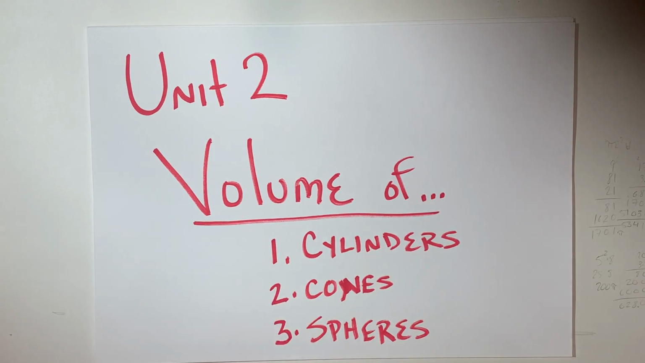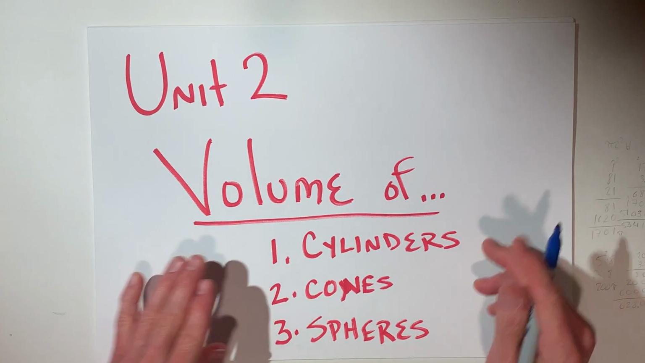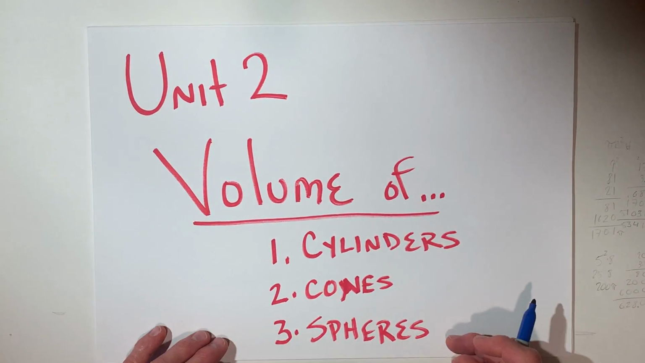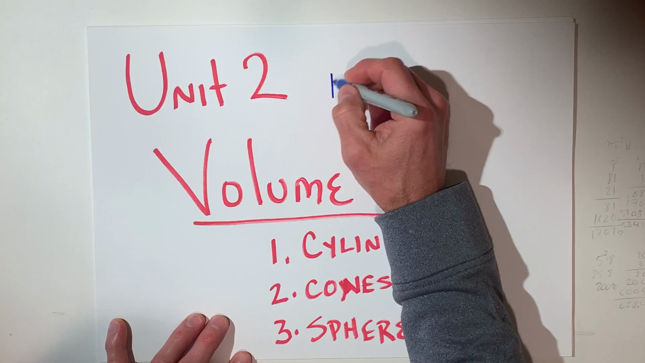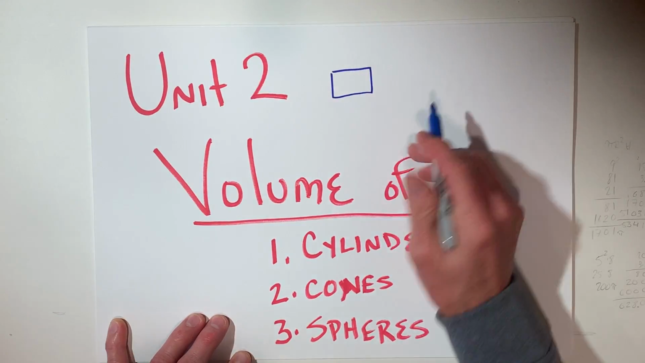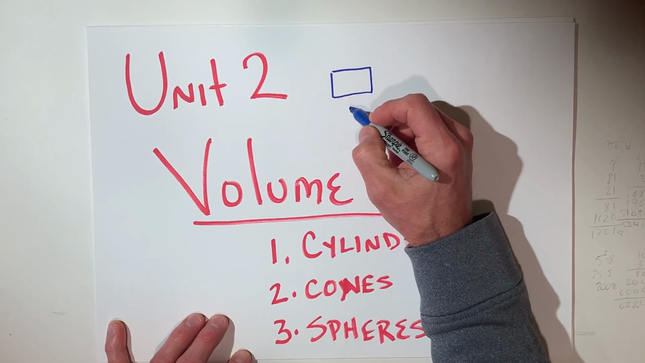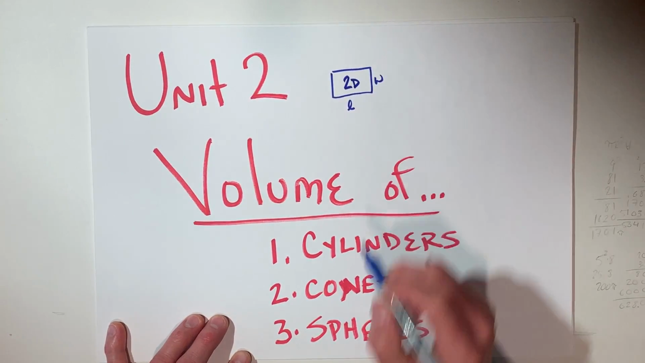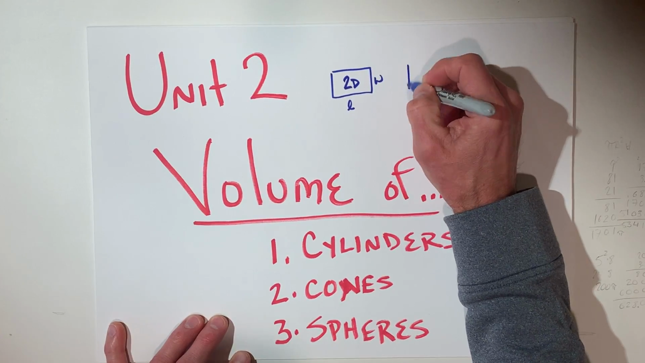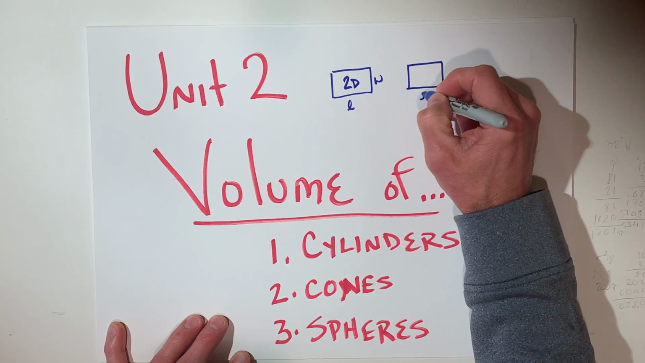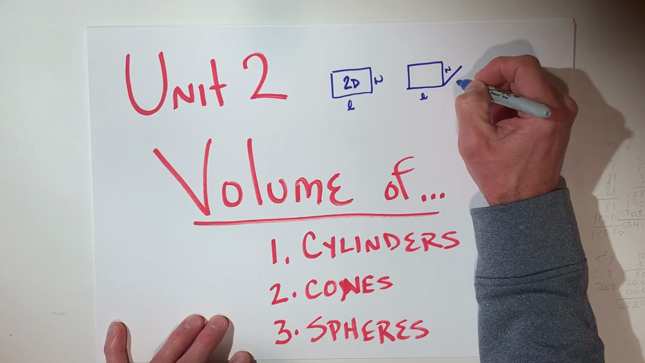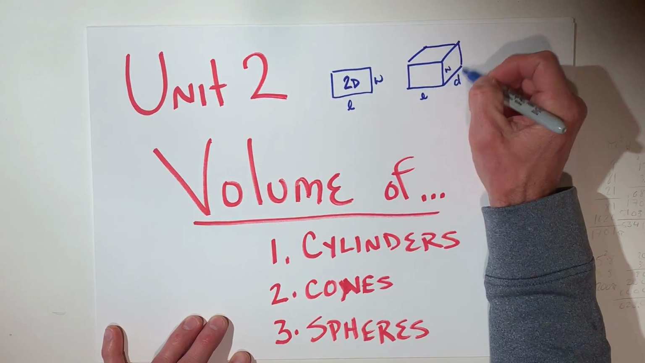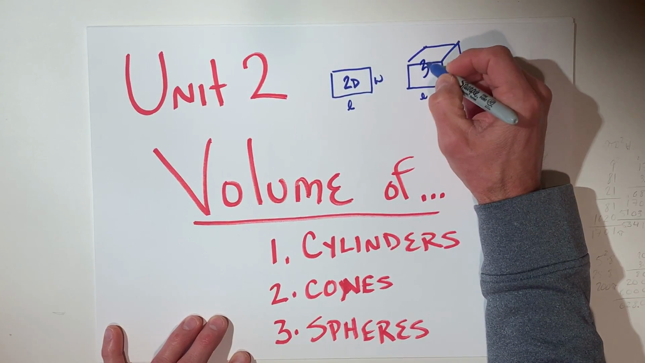Just so we're clear, first, volume is how much stuff goes into a three-dimensional object. So something like a plain old rectangle with a length and a width would be a two-dimensional shape. Something that has three dimensions would have a length, a width, but it would also have a depth. And we could create a box, and that box could contain things, and we would call that 3D.